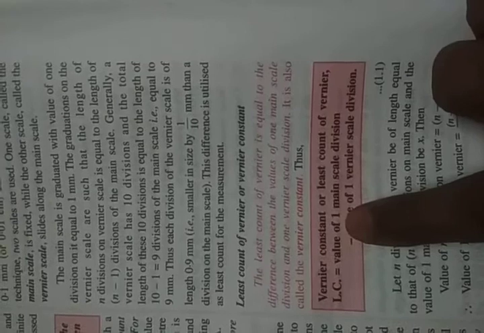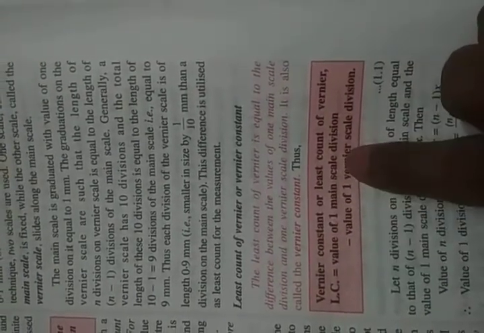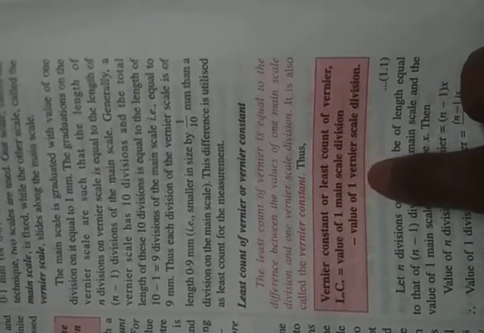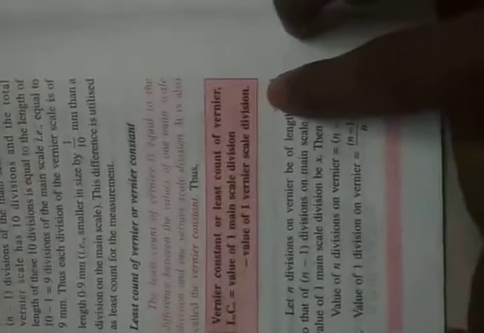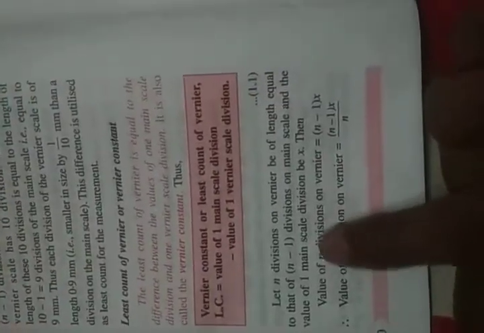And one main scale division is equal to 1 millimeter. So least count equals 1 minus 0.9 millimeter, equal to 0.1 millimeter. Okay, whatever we have discussed, how to make it a formula.